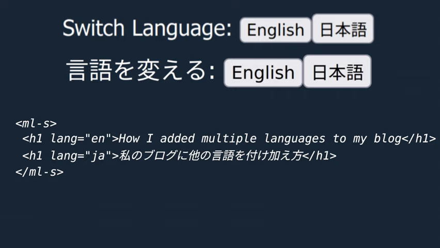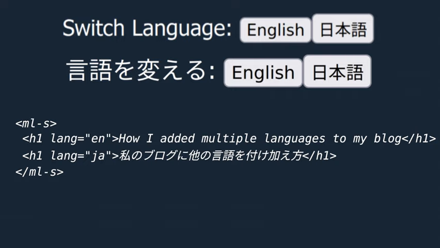So I created a web component with the tag name ml-s in 77 lines of code. Each of its children has a lang attribute to indicate the language of its contents. Depending on the user's browser-defined preferred languages and the override buttons in the footer, it chooses which of its children is the best, replaces itself with the best child, and backs up the children. If the language preferences change, it replaces again based on the backed up children.